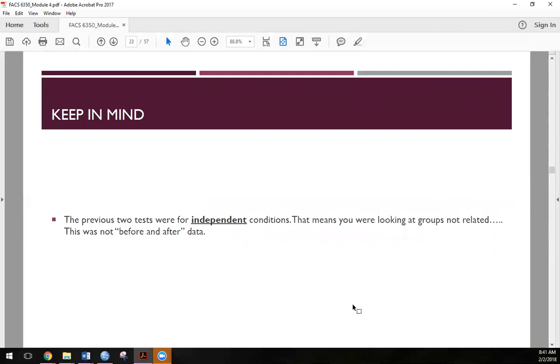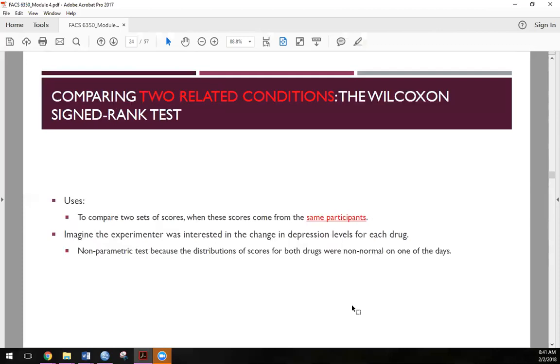So the tests that we just looked at were independent. So you're looking at groups that were not related. And it wasn't before and after data. It was ecstasy users versus alcohol users, or men versus women, or young versus old. So you're looking at independent conditions.